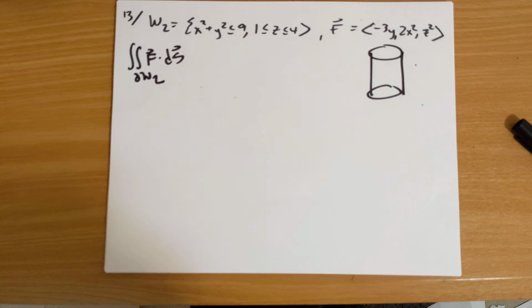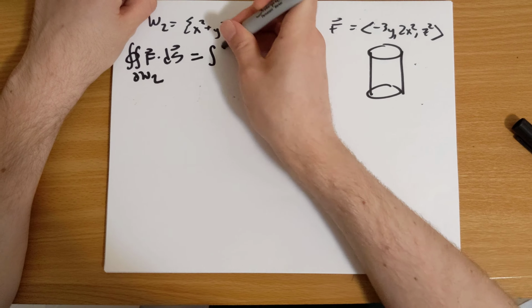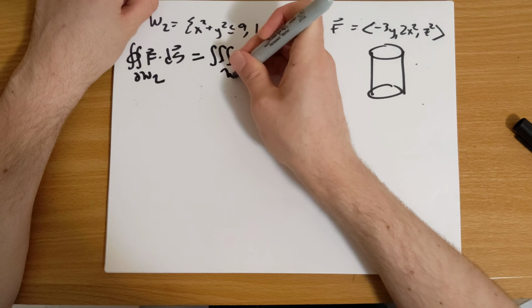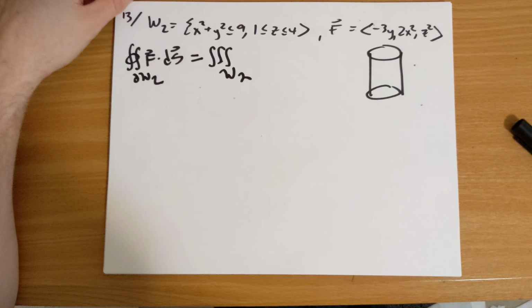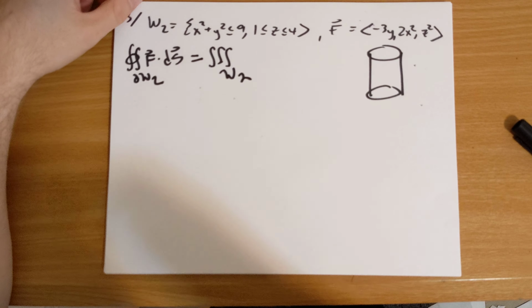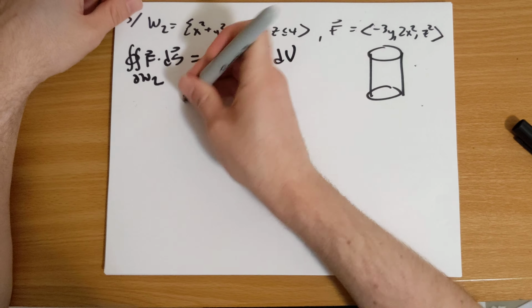This is a cylinder. We'd have to do 3 separate vector surface integrals on the top, on the bottom, and on the side to do this. We don't want to do this. So instead, we will use the divergence theorem and evaluate a triple integral over the region W2 itself.